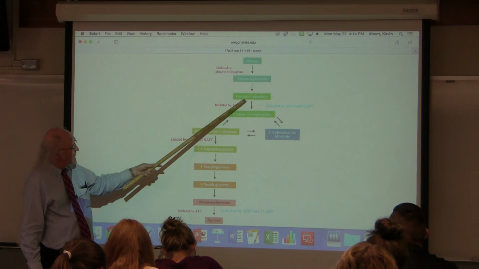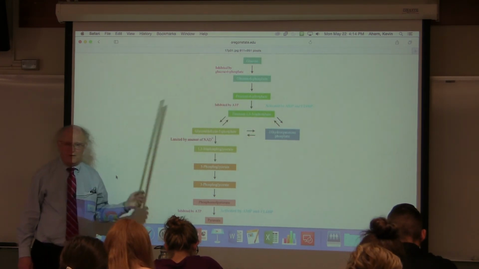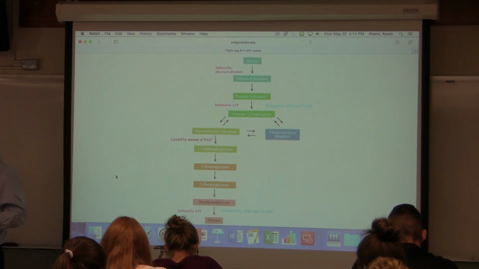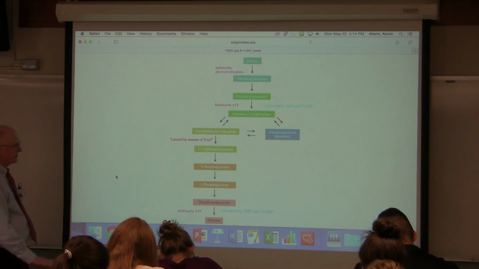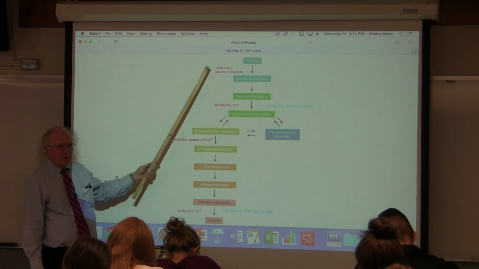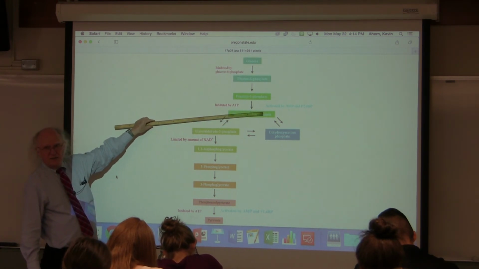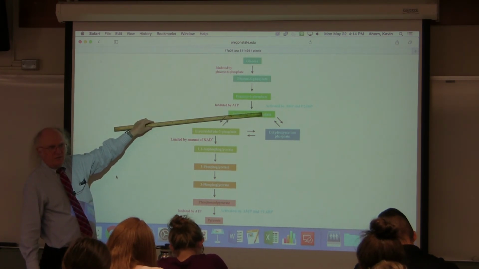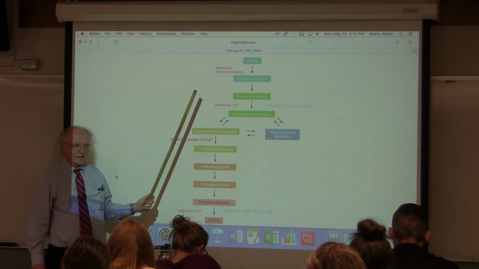The most important enzyme for regulation is actually this one right here, PFK. Phosphofructokinase is the most important enzyme regulating glycolysis. Now, this is unusual. Having a pathway regulated by an enzyme internal to it isn't very common. Let's look to see what regulates this enzyme.